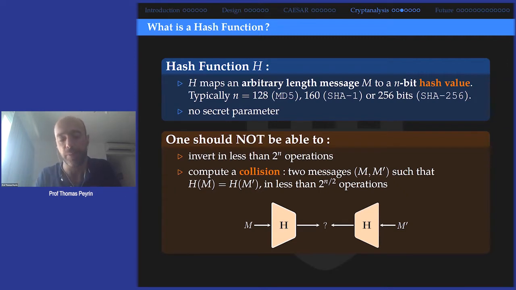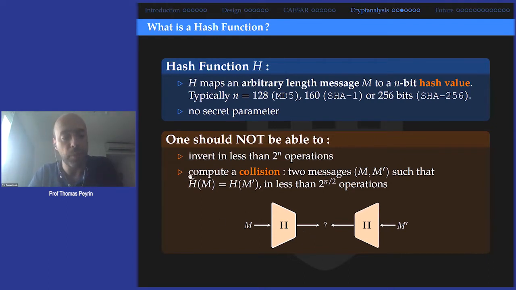And cryptographic hash function means that we want some security guarantees. We need two things. First one, we need that it's hard to invert the hash function. So if I give you a hash value, and I'm not telling you what the message is, it should be hard for you to actually retrieve the original message. Okay, so inverting the function should be difficult. Basically, it should cost you 2^n operations, where n is the size of the hash value in terms of bits. Basically, it means you're just trying random messages in the hope that you end up with the good hash value.